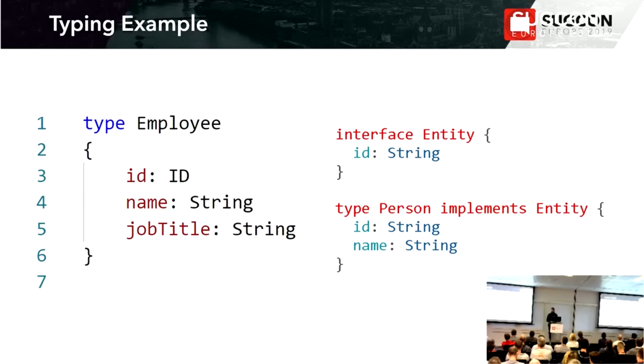Here's a couple of examples of some really basic typings. These are just some generic typings. On the left-hand side, we have a type employee, which has three properties: ID, name, and job title. And then we have the implementation example on the right, where we have an interface named entity, and then our person type is implementing that entity interface.